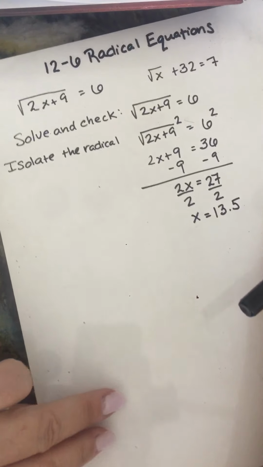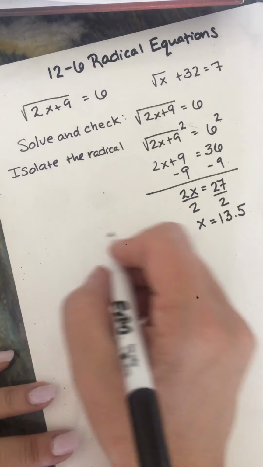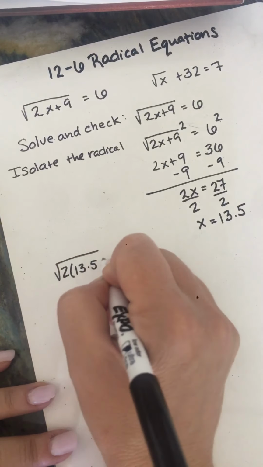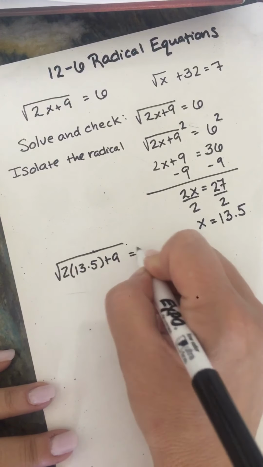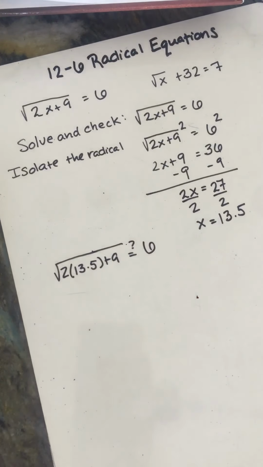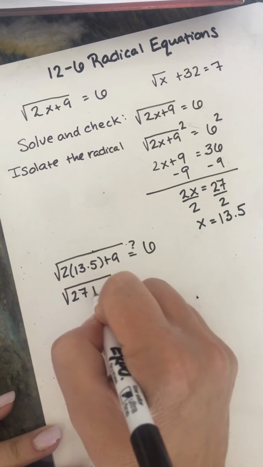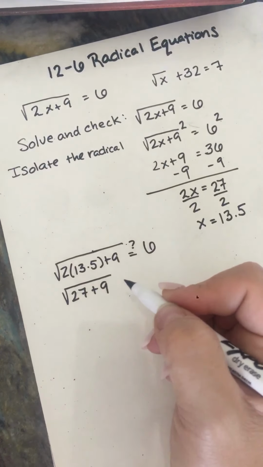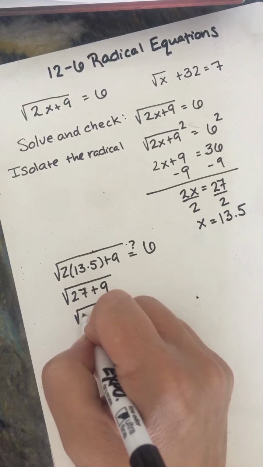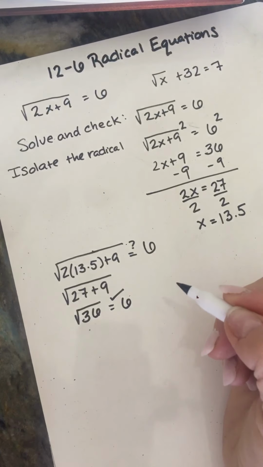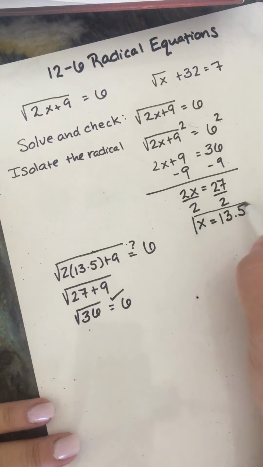Alrighty, and I said it's good, you need to check your solutions. Okay, so let's check and make sure it works. So we have the square root of 2 times 13.5 plus 9 equals maybe 6. So let's check it. 2 times 13.5 is 27. So the square root of 27 plus 9, the square root of 36, which is 6. So it checks. This is, in fact, our solution to the problem.